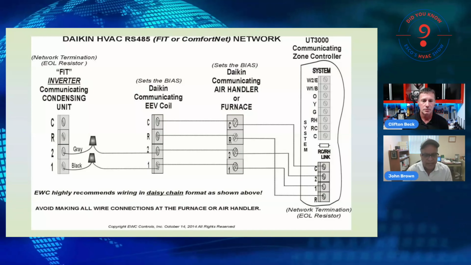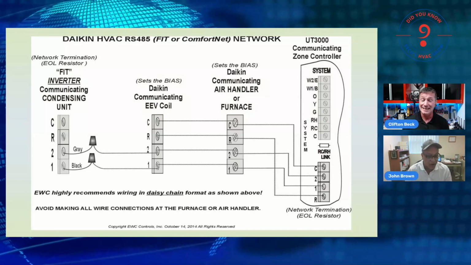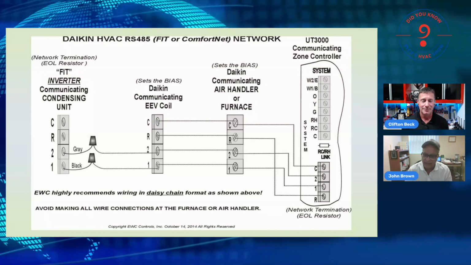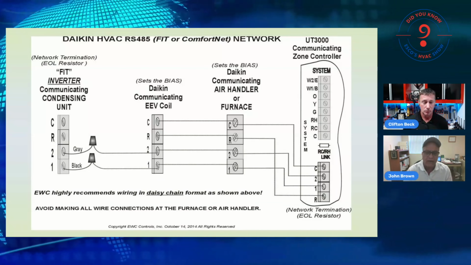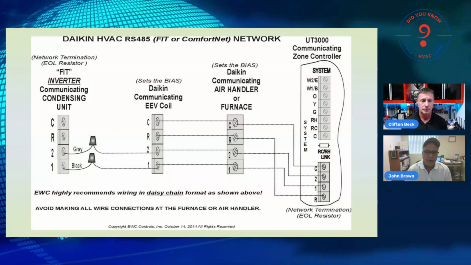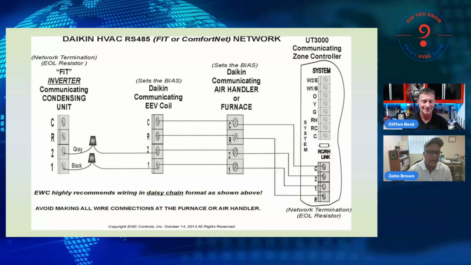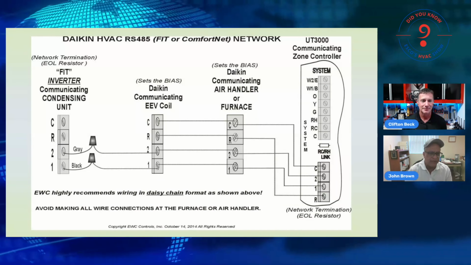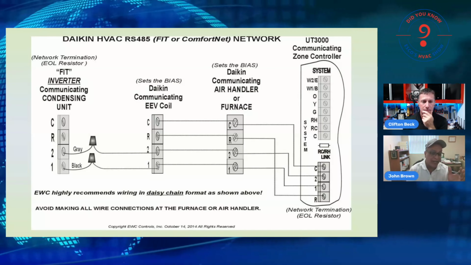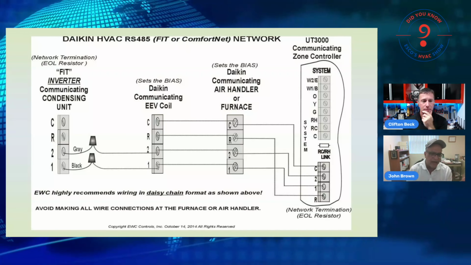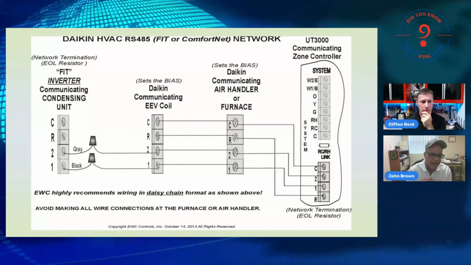Notice in the middle, the indoor evaporator coil is no longer a TXV. It's an electronic expansion valve that also has a communicating circuit board. There's the communicating air handler and/or furnace as part of the indoor package. And then on the lower right is the communicating block on the UT-3000 zone controller. Think of this block like it was the communicating thermostat. The UT-3000 is essentially emulating a Daikin 1 communicating thermostat in that regard.